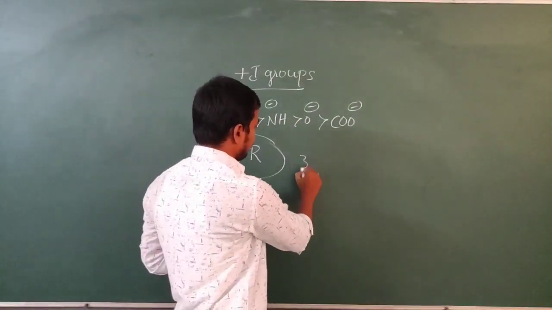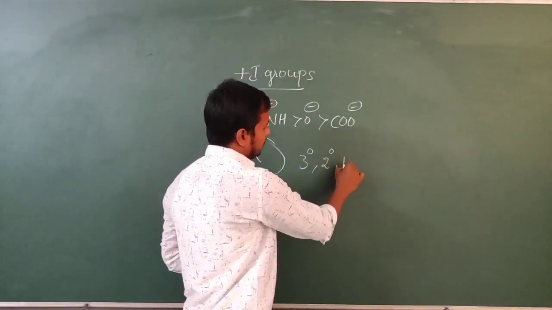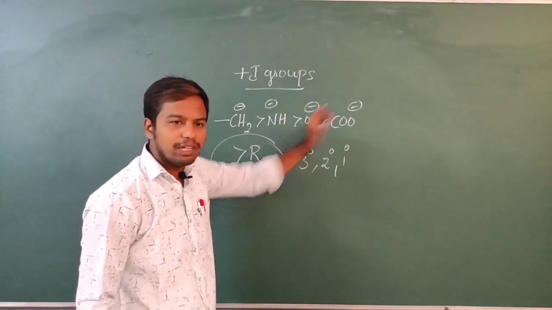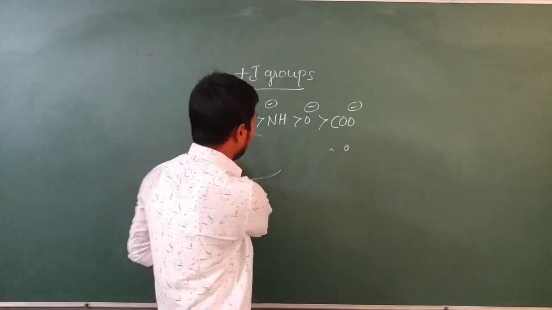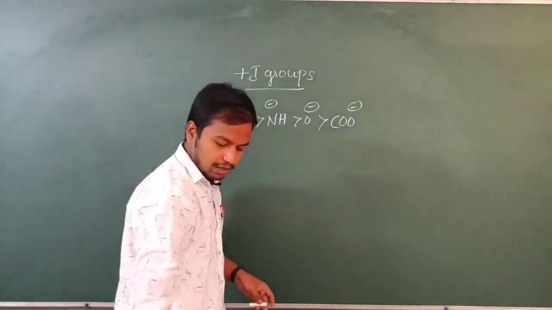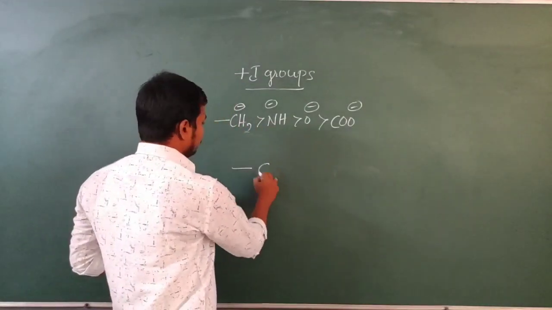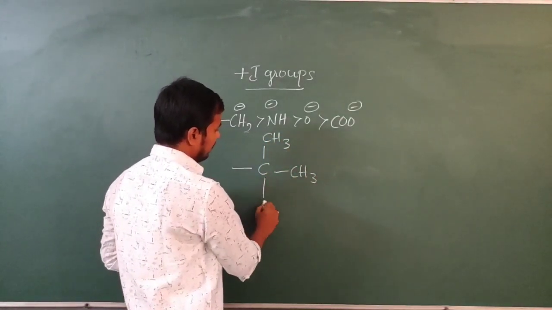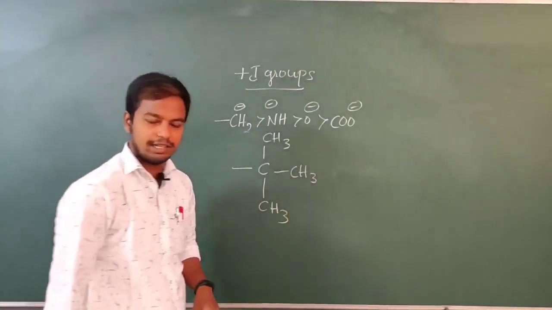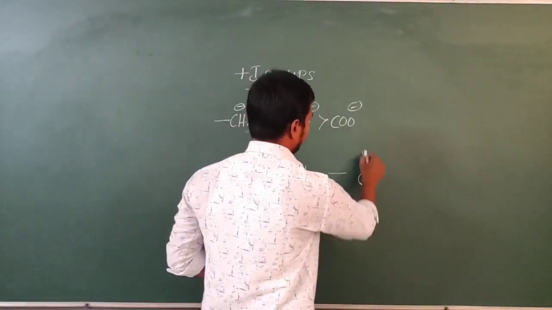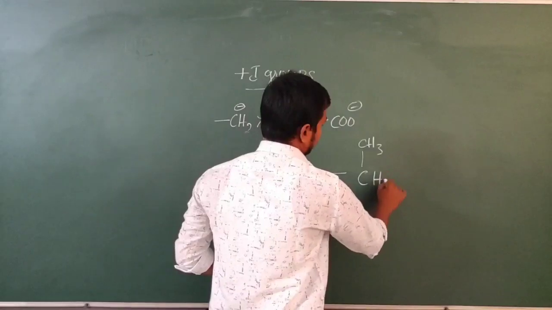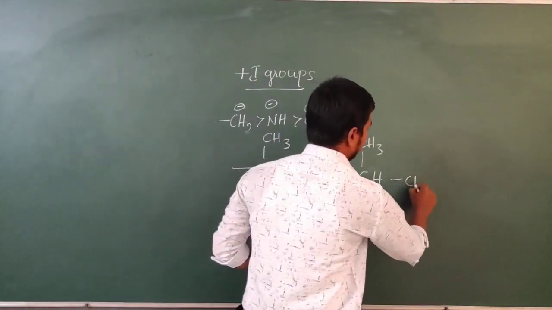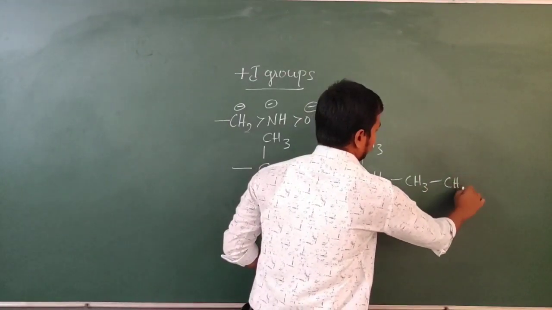There are three types, right? Tertiary, secondary and primary. We will discuss this inductive effect based on the structure. Let's draw the structure then. In general, tertiary would be CH3, any alkyl group you can take. Here I am taking methyl group. This is tertiary, and secondary is CH3, CH, CH3. And you know very well primary, that is CH3 and CH2.